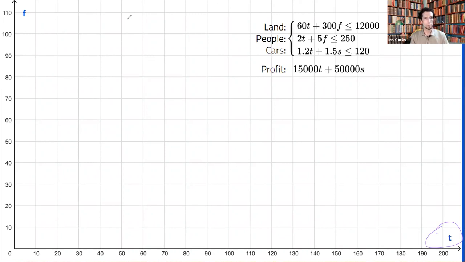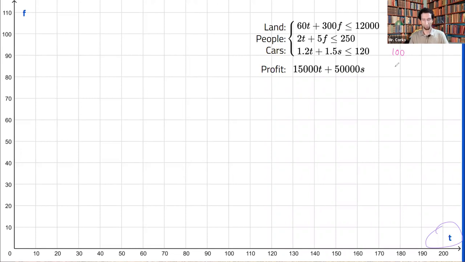What are the 2 intercepts for land? 200 and 40. Okay. And for people? 125 and 50. And the last one? 100 and 24. No, 240. That's going to be smaller than 120. We're dividing by a number larger than 1, so our number should be getting smaller.